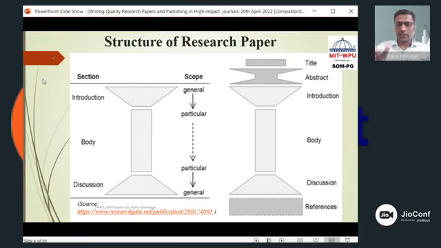So we have a title, which gives a brief idea about what the research is all about. The research paper title is one of the important elements which in brief gives an idea about what the research is all about. After the title we have the abstract.